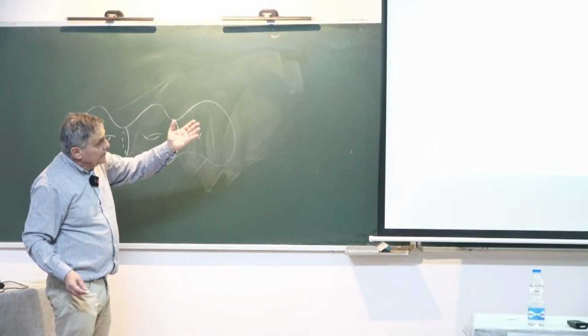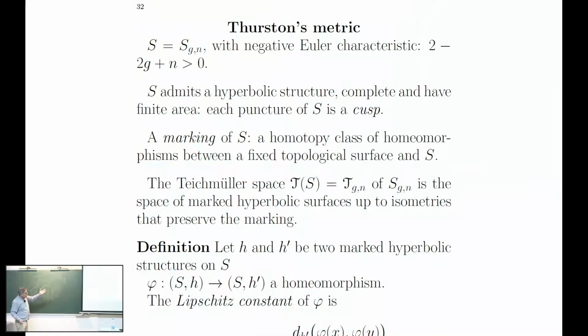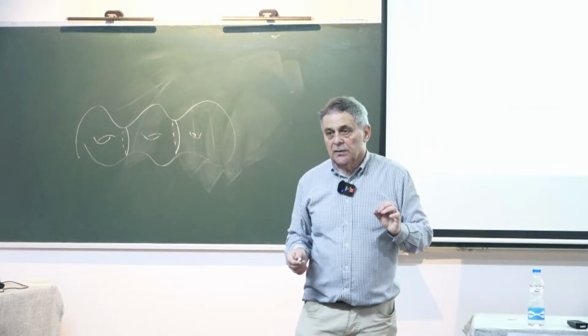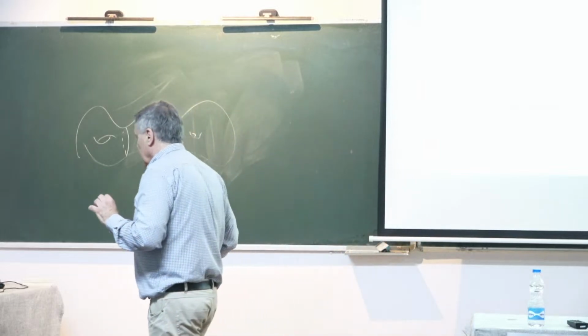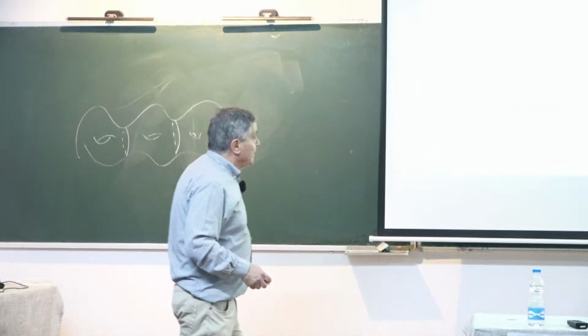A marking is, like I said, a homotopy class of homeomorphism from a fixed topological surface. It could be something else. It could be just an isomorphism between the fundamental group of this surface and a fixed group, so that for each curve I know precisely which curve it is, from this fixed homomorphism between the two groups. Okay, so this is the important thing, the marking.